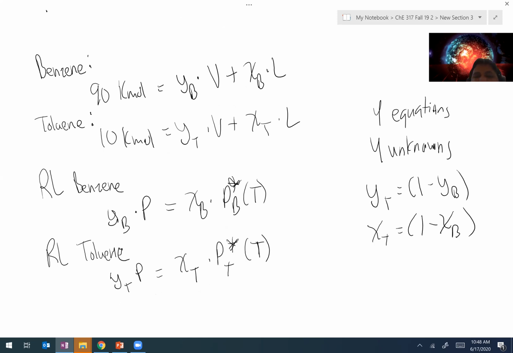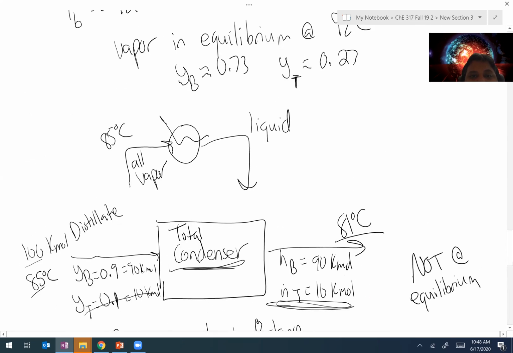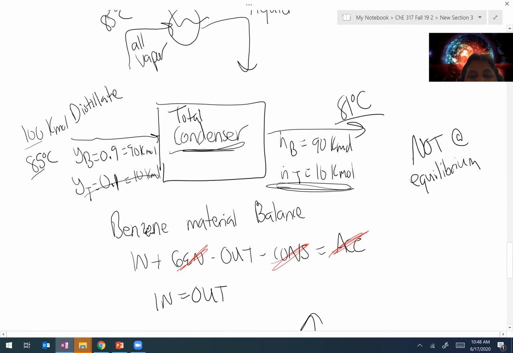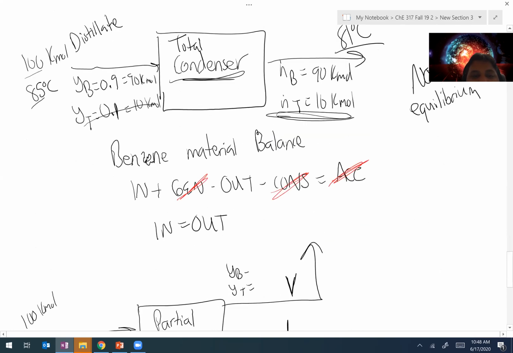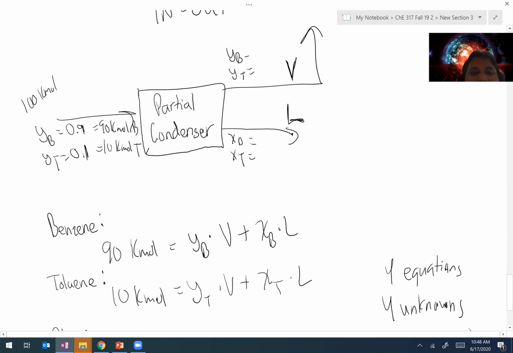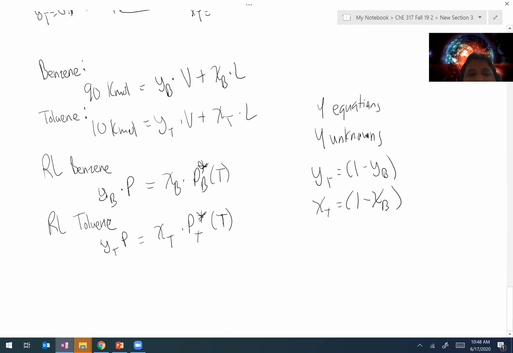So that last little bit of this example was a little trickier. But like I said, it really largely depends on if you're looking at a total condenser, because the material balance will essentially tell you what comes out, versus a partial condenser, when you're going to look at it as an equilibrium system.